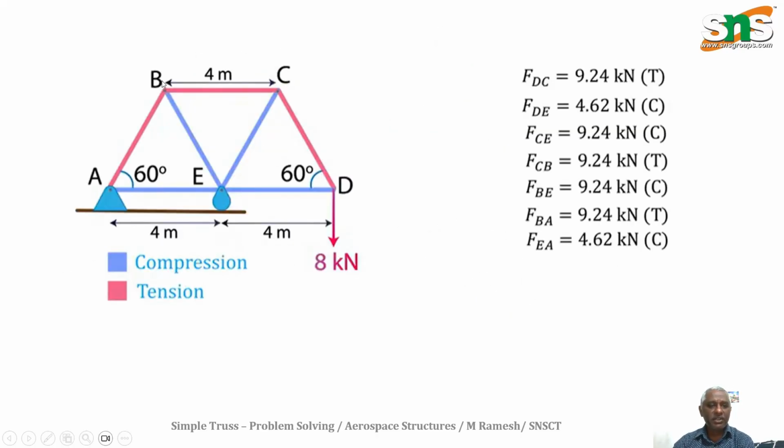So finally we get all the member forces with their nature. Positive comes as tensile, negative comes as compressive. So that's all from this class. We have solved a simple plane truss problem by using the method of joints. Finally, we summarize the members with respect to the member force values and the nature of forces, and conclude. We will have another topic in the next class.